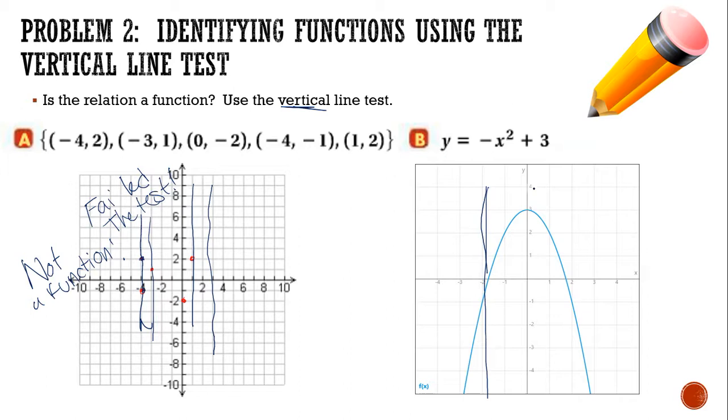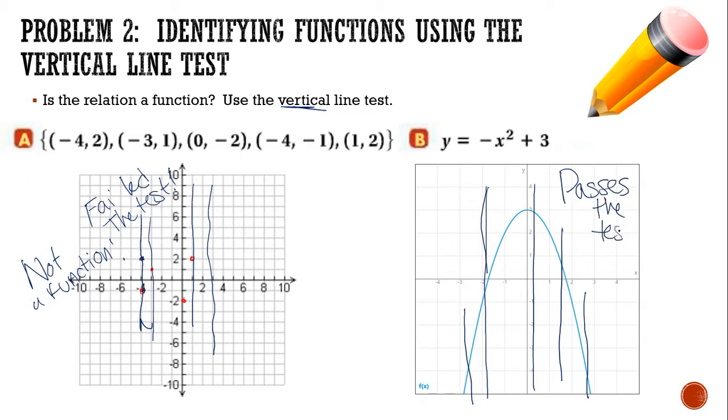I only hit once there. Only hit once there. Only there, too. Only once there. Only once there. So if I look here, am I ever going to hit more than once? No, I'm not. It's going to stay. I'm always going to hit that once. So this guy passes. He gets an A+ on the vertical line test. So if he passes the test, that means he is, in fact, a function.